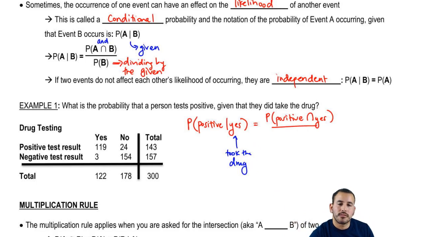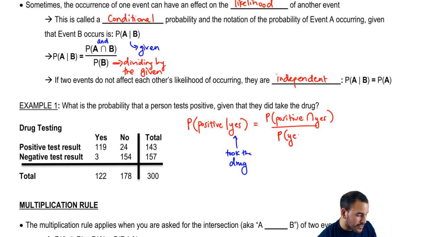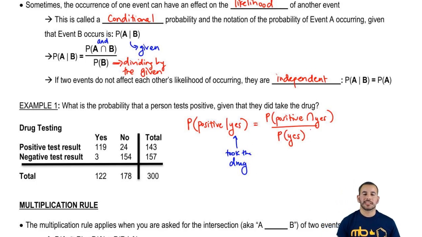So we're given what? We're given that the person tested positive, right? I mean, I'm sorry. We're not given that. We're given that the person actually took the drug. So the probability of yes. Does that make sense? So 2 events occurring at the same time divided by the one that's given. So what's the probability of a person testing positive and also getting a yes?